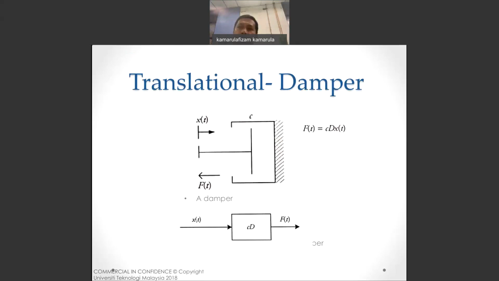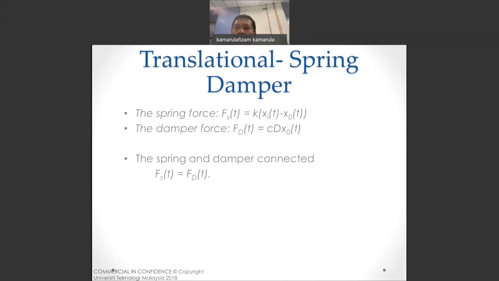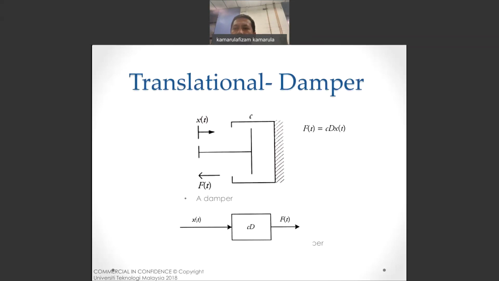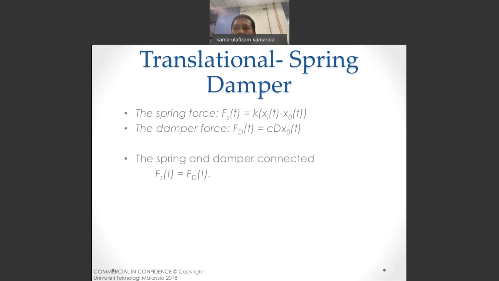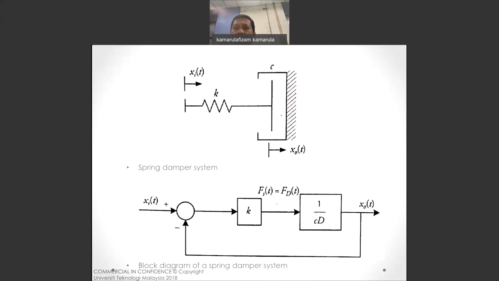This is the damper. The damper will take this kind of block diagram. X is the input and force is the output, and C is basically the term set between the blocks. So you have here x1, you have X and you have F. So you have two formulas involved. The spring and the damper are very well connected, and finally this is what you have for the spring and damper system. This is the very basic block diagram for spring and damper.